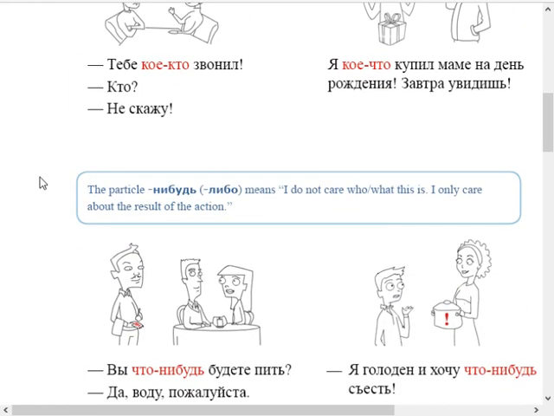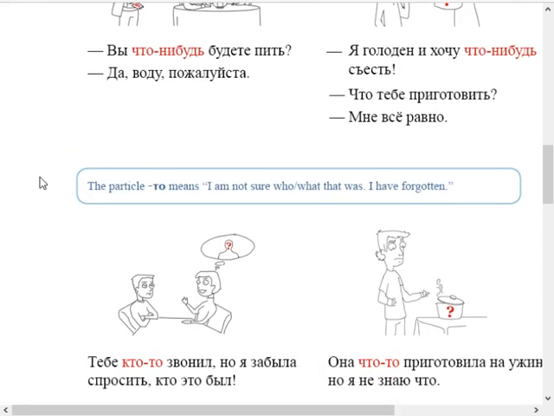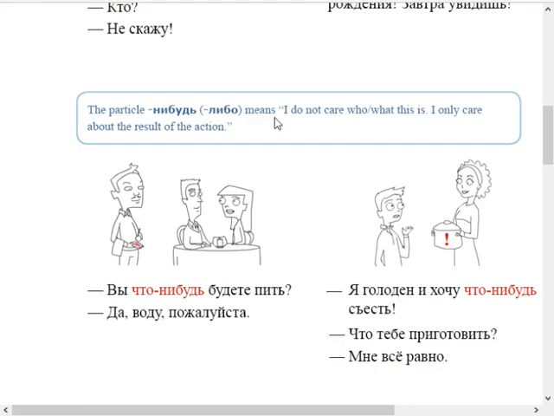I guess the most common ones are the ones with nibud at the end and the ones with to at the end. So nibud means basically it doesn't matter what it is, just is there something. So что-нибудь means something. Here it says, Вы что-нибудь будете пить? Will you drink something? I'm not saying anything specific. I'm just saying, is there anything at all that you want to drink.